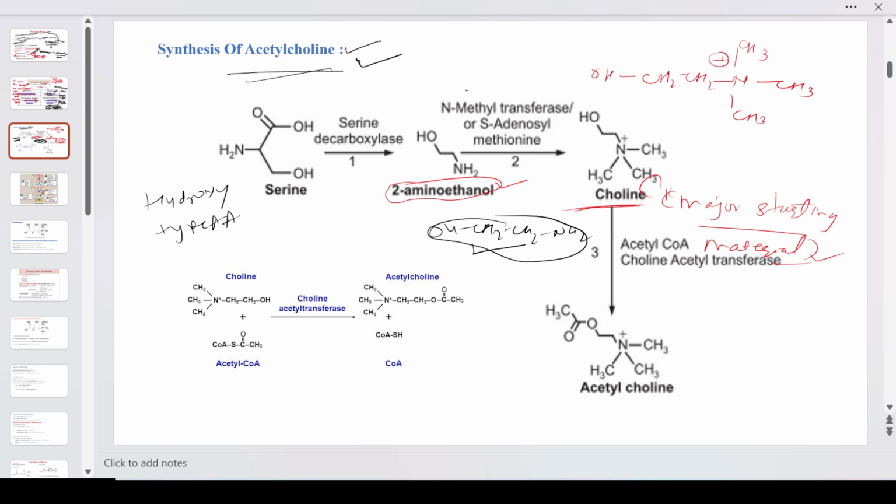Okay, so this is the basic structure of choline. Now this choline is combined with acetyl CoA in presence of the enzyme choline acetyl transferase, and it is converted into acetylcholine, which is a major neurotransmitter of our cholinergic system.